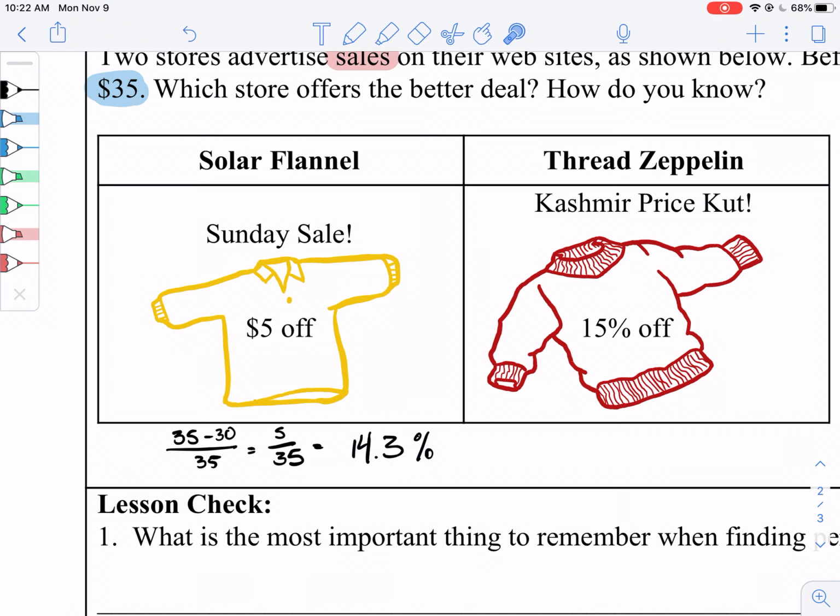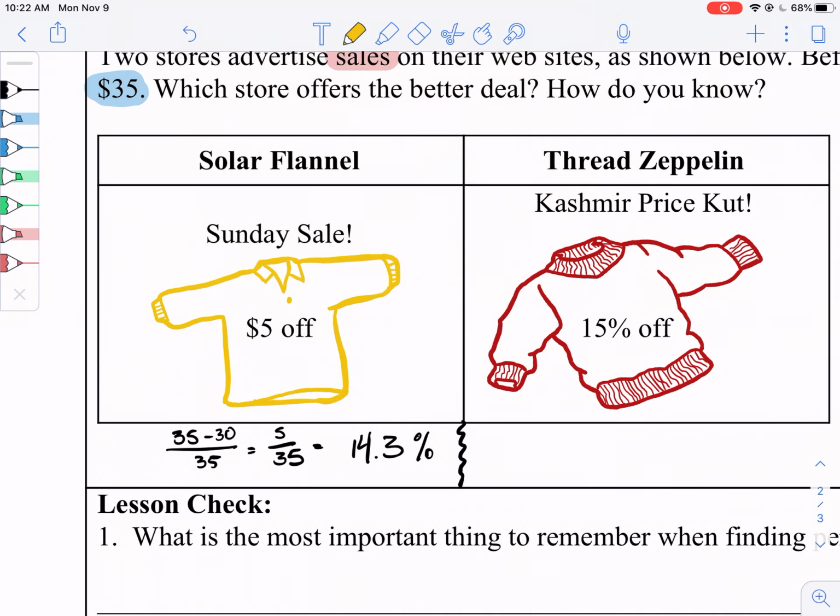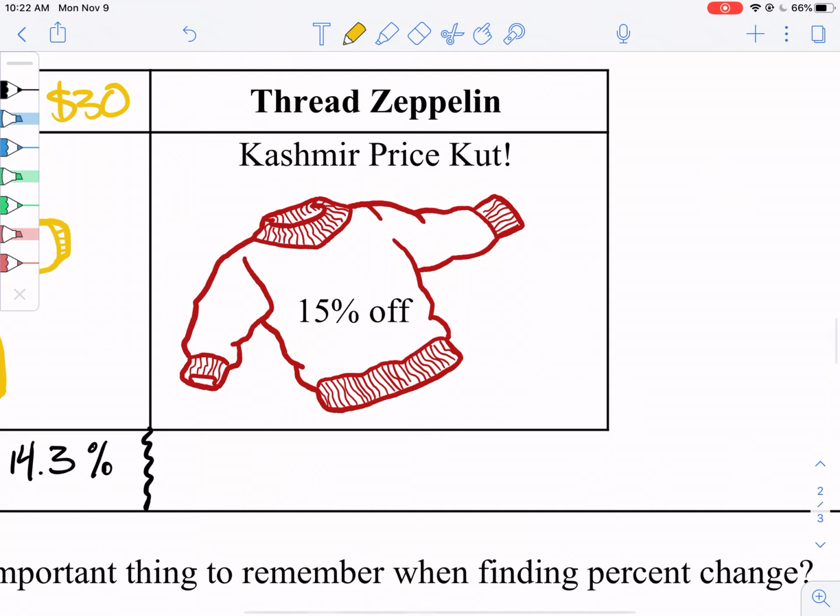Now you can see that this is already less than our cashmere. So we'll want our cashmere price cut because it has a greater discount. That's one approach. Another approach that you could have done is to see what the final price is going to be over at Thread Zeppelin. At Solar Flannel, our final price, if we have $5 off, is going to be a $30 sweater. However, what if you wanted to find what's 15% off from our cashmere sale? Well, we would say 15 over 100 equals x over 35.